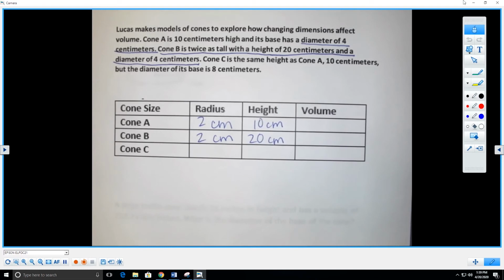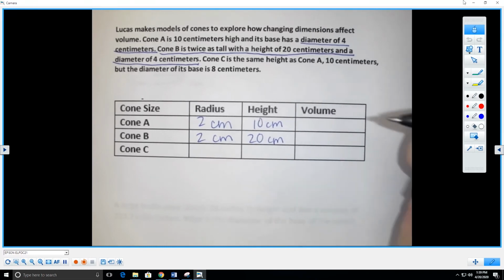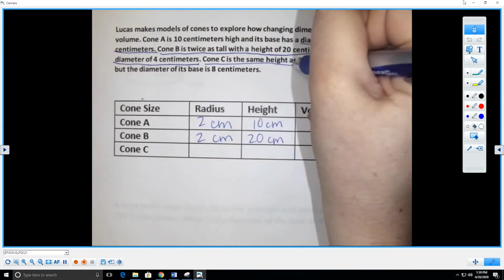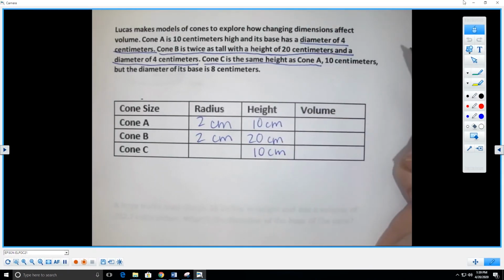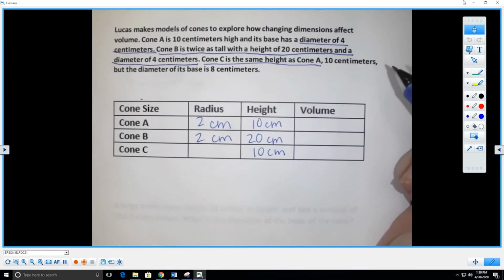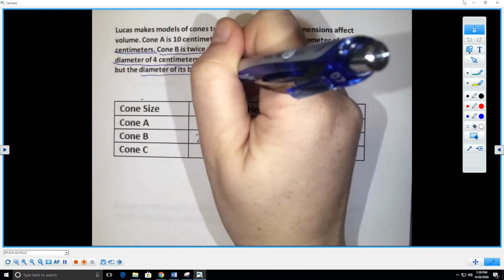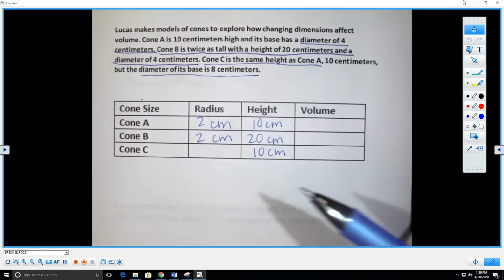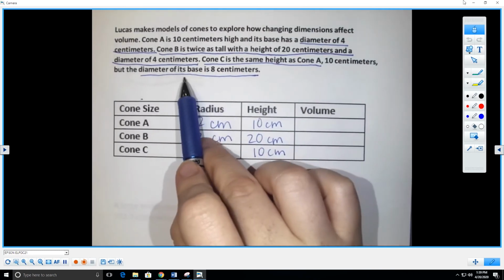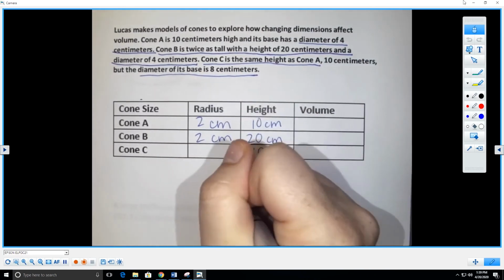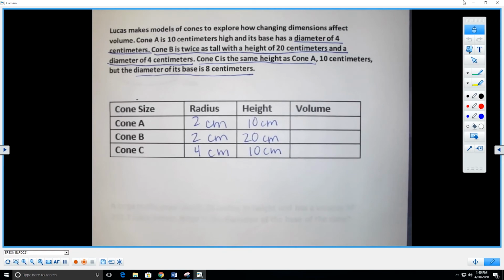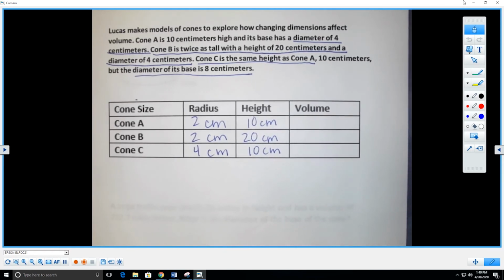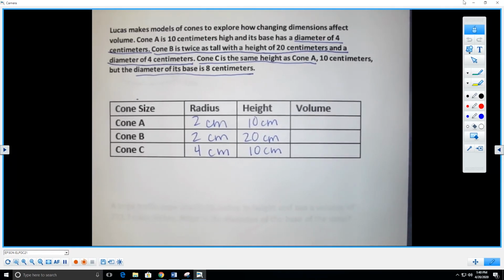And then finally, we have cone C. It has the same height as cone A, so a height of 10 centimeters. And then, let's see, it has a diameter of 8 centimeters. So again, we're going to have to divide that diameter by 2 to get the radius, and we would have 4 centimeters. All right, does your table look like this? Good. Now we can find the volume of all 3.